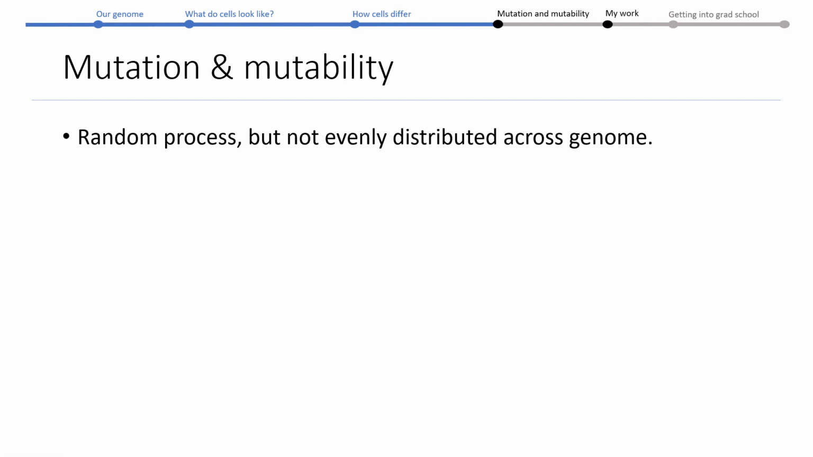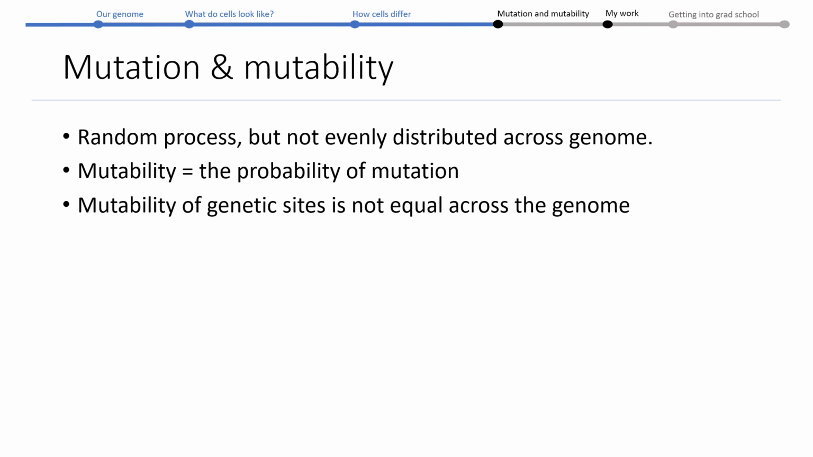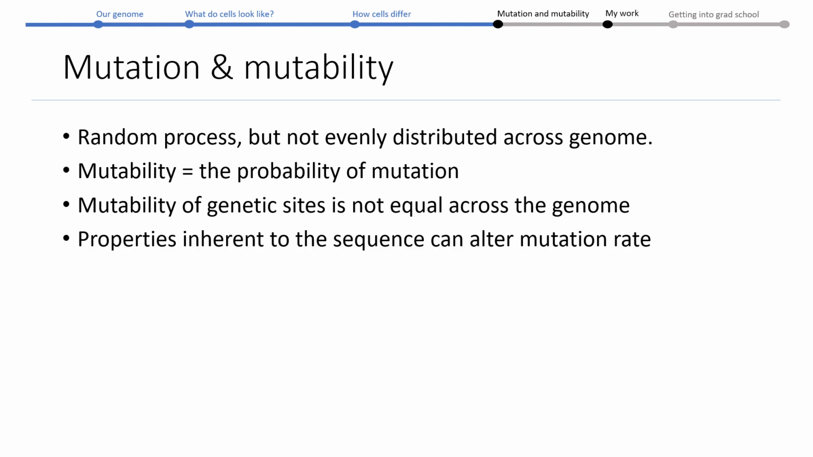So on the topic of mutation, we all know that mutation itself is random. You can't predict it. But the probability that a site mutates is different depending on where you are in the genome. Mutability is this concept of the probability of mutation. And mutability of one genetic site, for example on chromosome 1, might be different than the likelihood something will mutate on a different chromosome. And so there's many properties that can alter mutation rate or mutability.